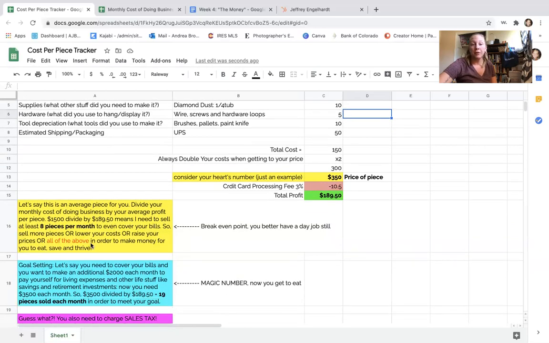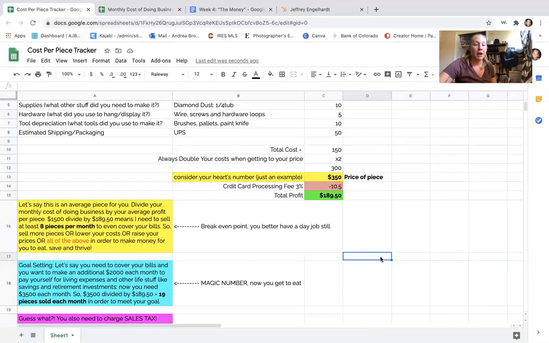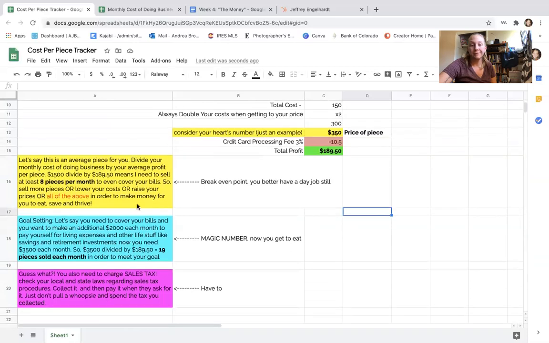So you could do all of those things. You could sell more pieces. You could lower your costs and raise your prices. Whoa, now your profitability margin goes like this. So now you have more money to work with. Yay. Because you need to eat and save and thrive. Okay, you need to eat. All right, so goal setting.